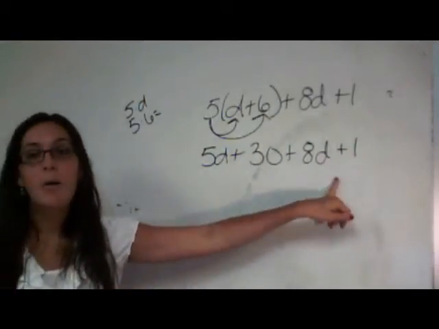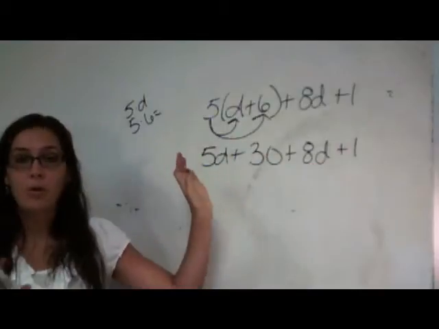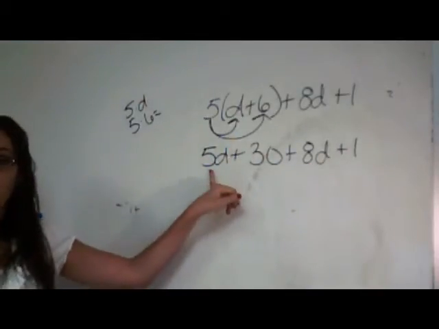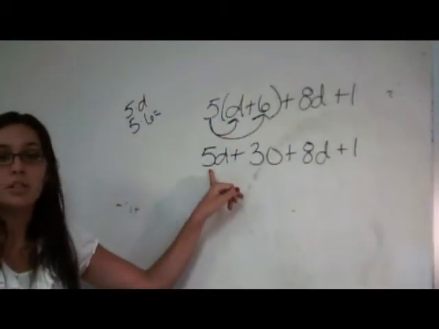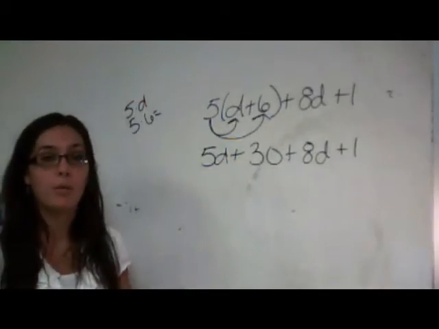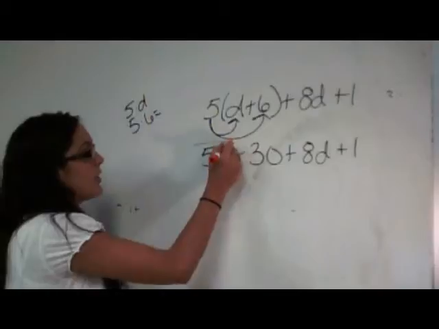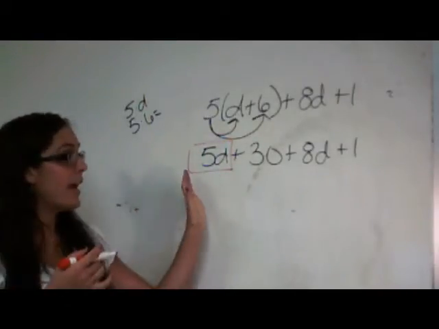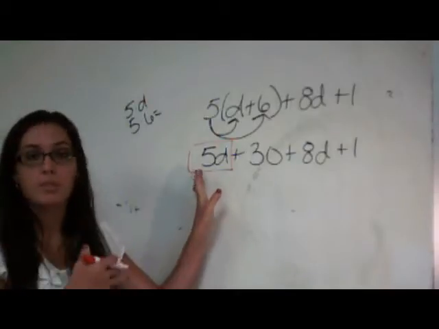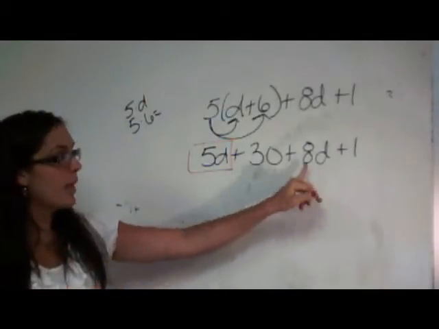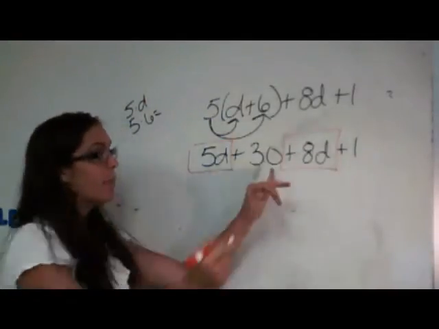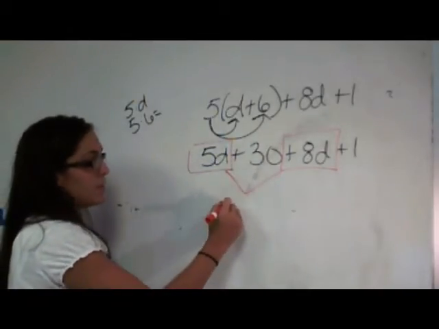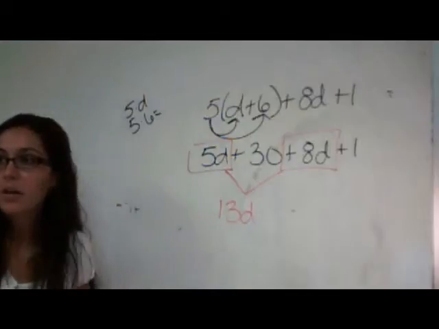From here, now we have to combine like terms. There's no other parentheses, so we're fine. Combining like terms, I'm going to start off with whatever comes first in my expression. You don't have to. You can just go with whatever you like. I'm looking for any variables that are d that I can add together. So we have 5d plus 8d, and that becomes 13d.